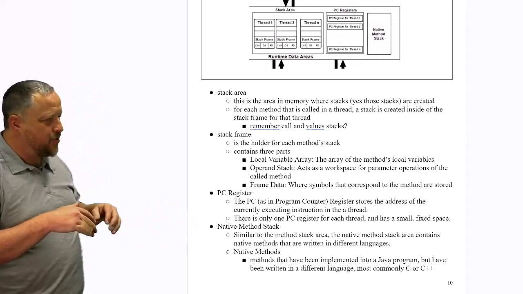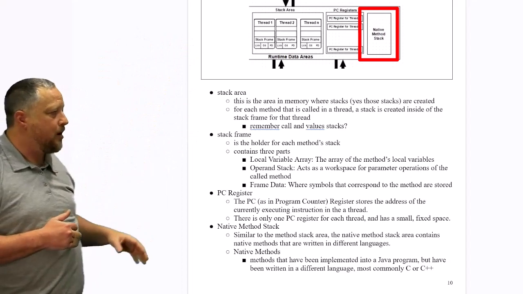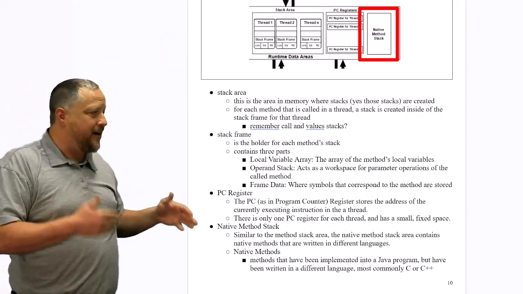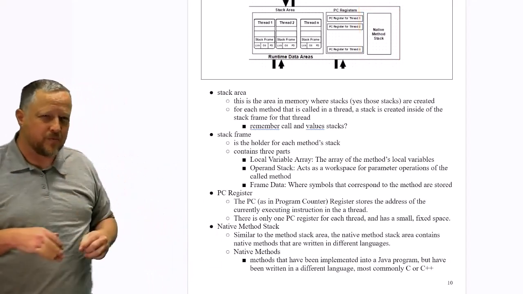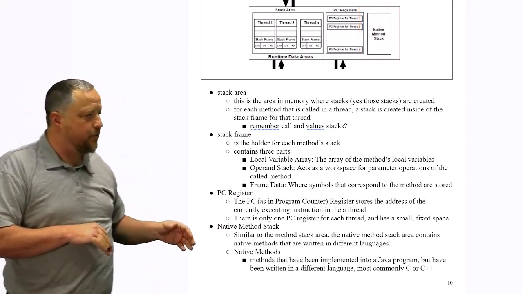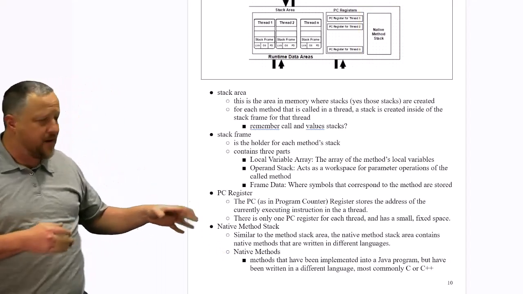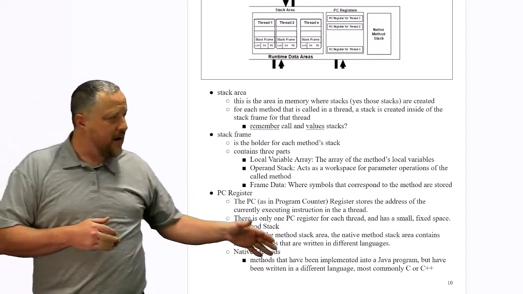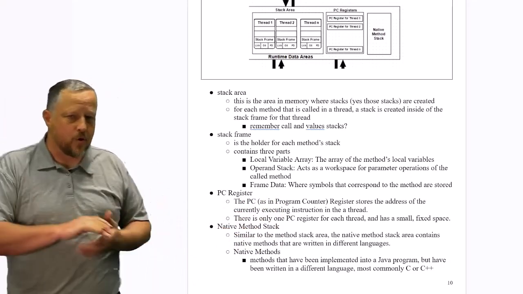This is similar to the method stack area that we talked about before. But these can be written actually in different languages. And we really don't go over that in this class. This might be another topic that we get into in a little bit. But the native methods themselves are methods that have been implemented, some of them in Java, but most of the time they've been written in different languages like C++ or C or something of that nature. It's able to incorporate it as well.